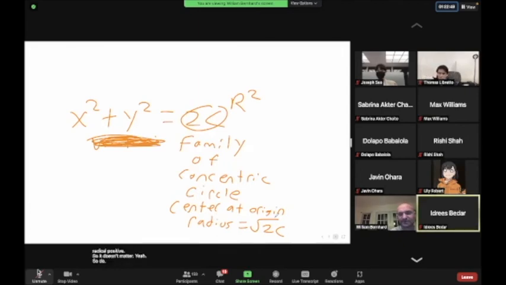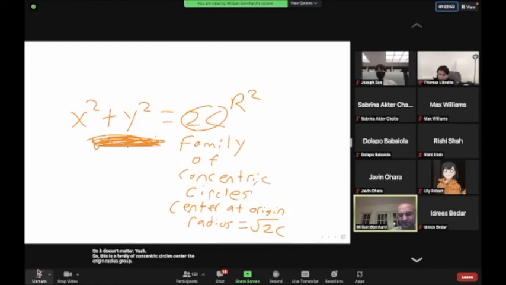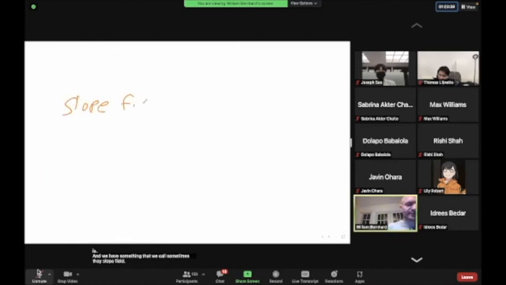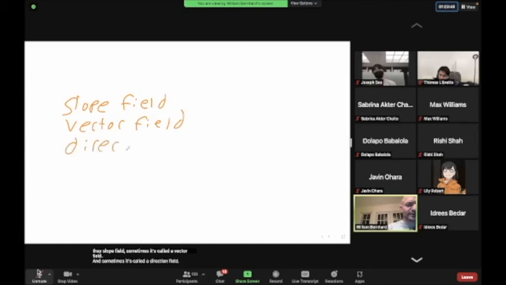Yeah. So this is a family of concentric circles, center at the origin, radius square root of 2c. But I can't resist showing you what's actually happening here. If you have dy dx equal to negative x over y, the differential equation is actually forming, in some ways, the concentric circles. Hold on one second. If you pick any point that you want, you can actually find the slope. So what's happening here is something that we sometimes call a slope field, sometimes a vector field, and sometimes a direction field, depending on the course. Let me explain what I mean by this.